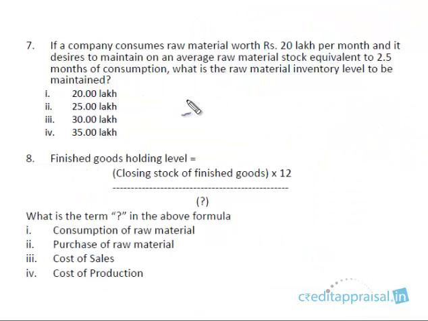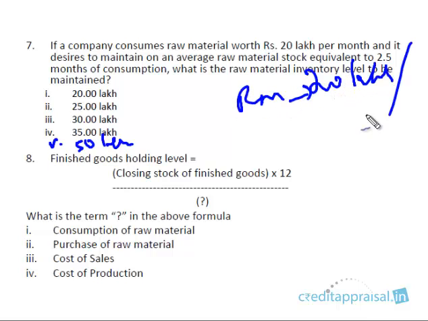Question number 7. I think there is a mistake here. None of the options are correct. Actually, we need one more option, right? 50 lakhs. So basically, this company is consuming raw material of 20 lakhs every month, and this company wants to maintain raw material stock equivalent to 2.5 months of consumption.